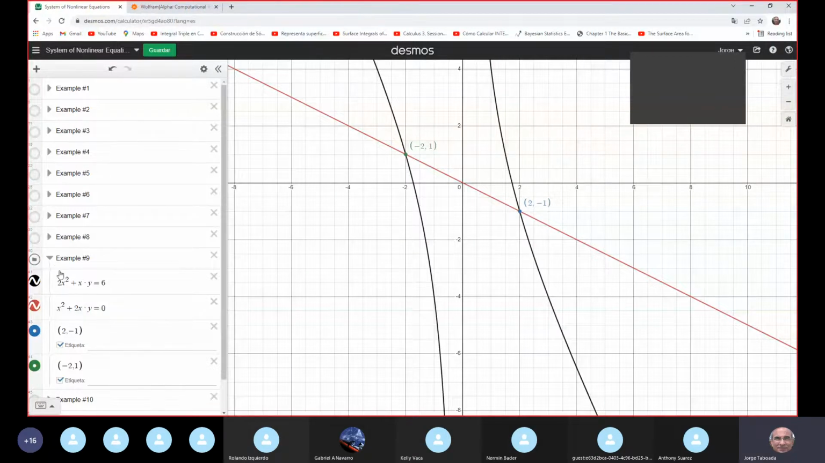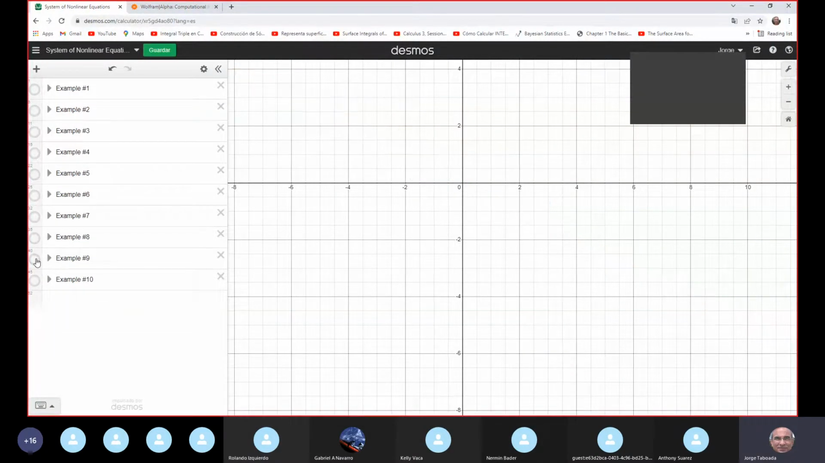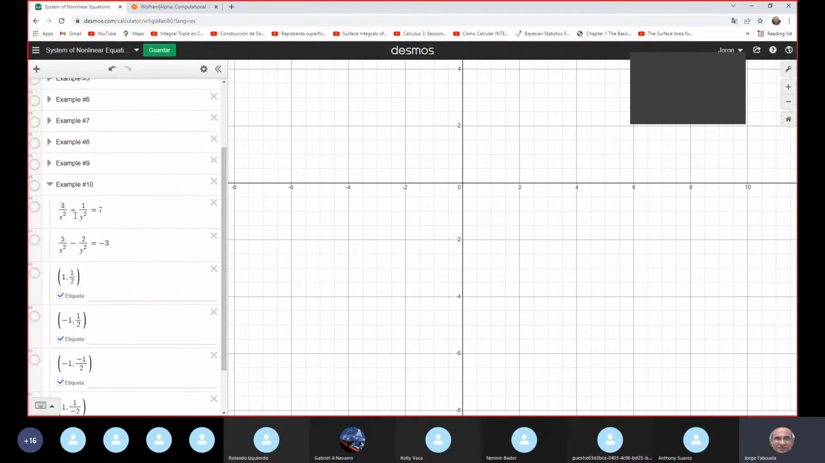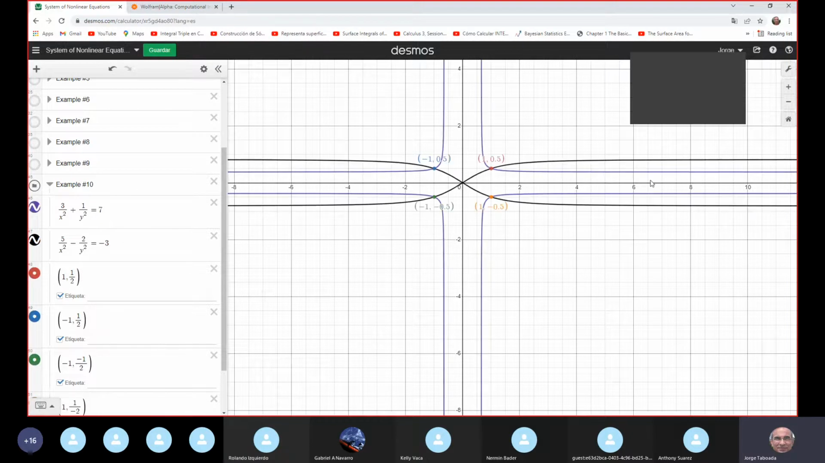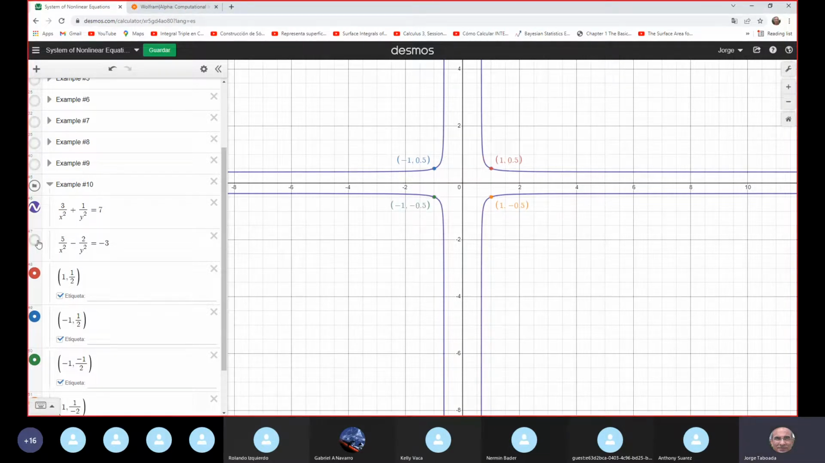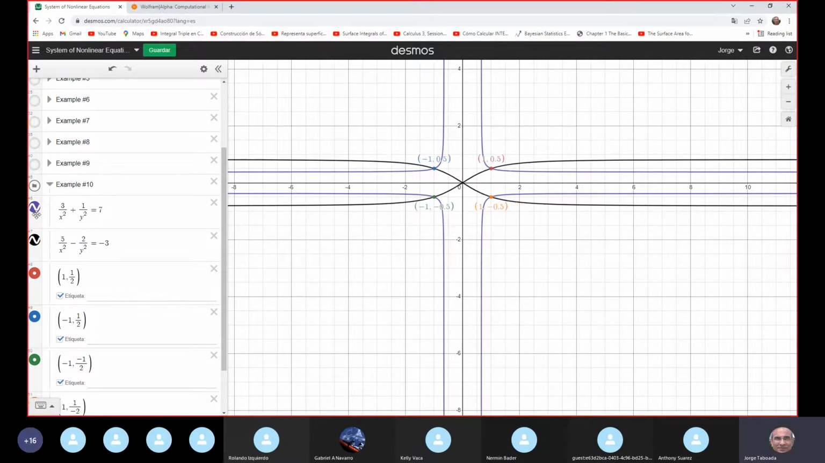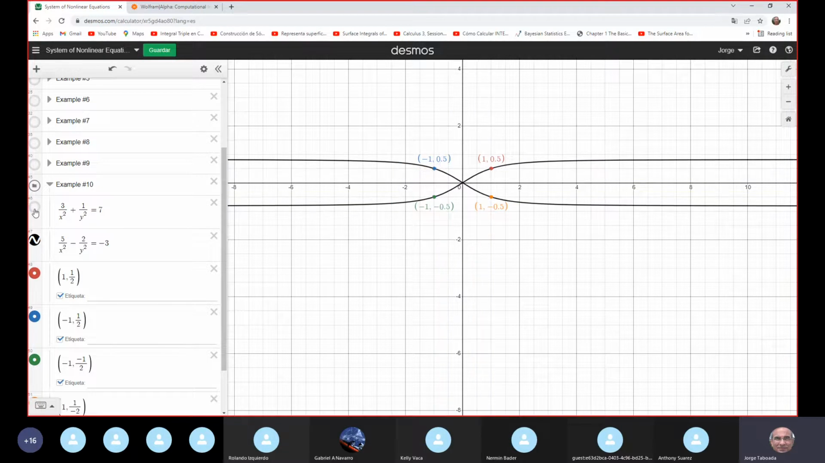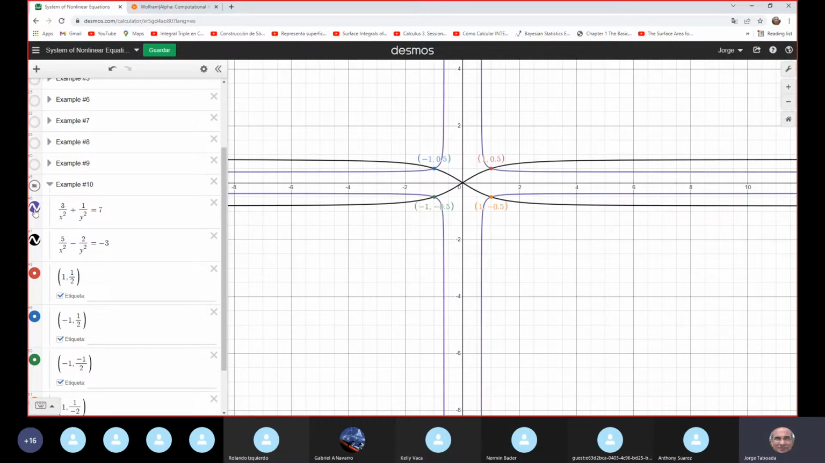Okay, number 10, the last one. Here. Look at the equations and look at the graph. Wow. One equation is the black equation. Another equation is the purple equation. And together they intersect at 4 points. These are the famous points that we got. Any questions, guys?